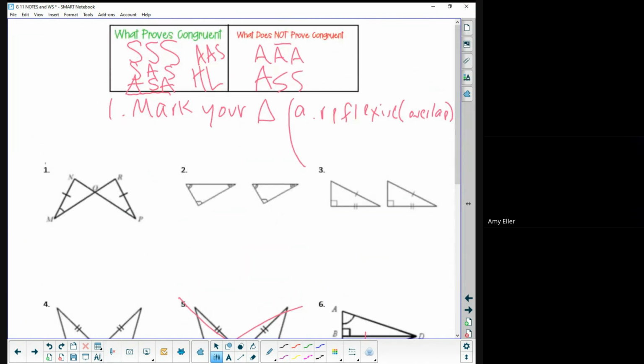So when you get your homework or your quiz, I suggest you do that first. You run through all of them, marking reflexive, not even answering the question, just mark reflexive. The next thing I think you should mark is vertical angles.